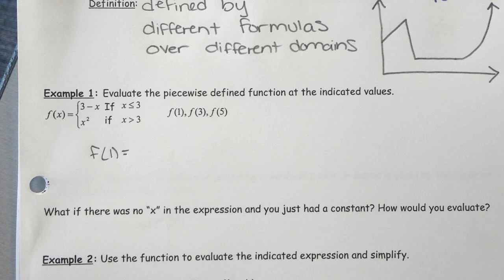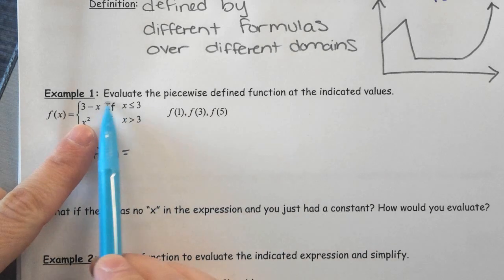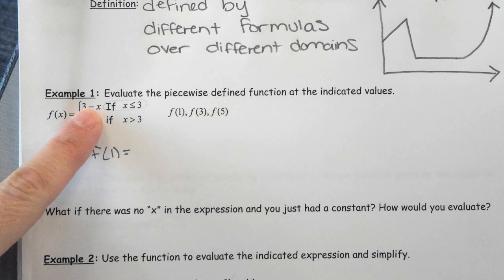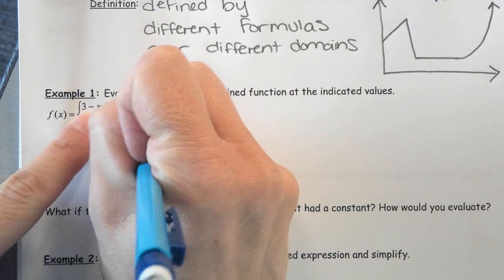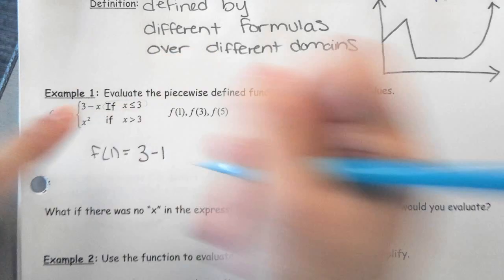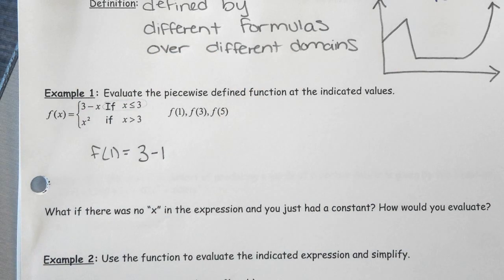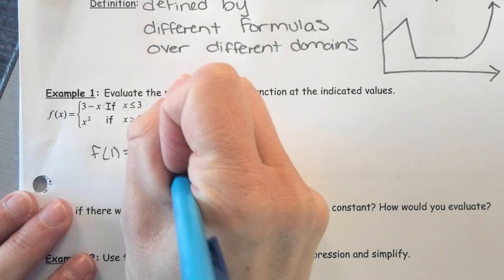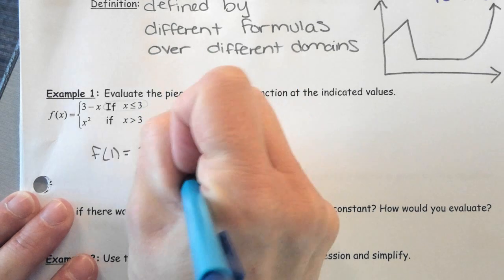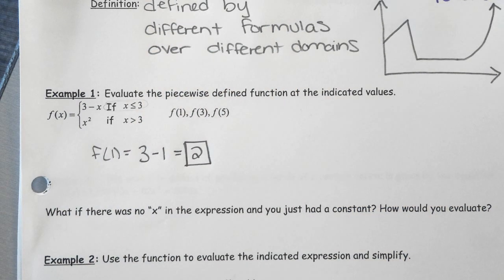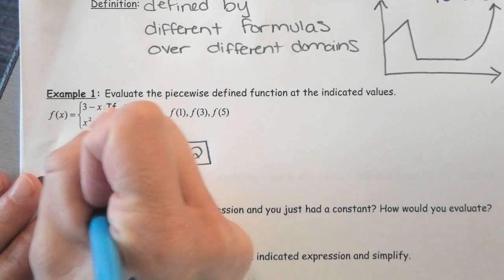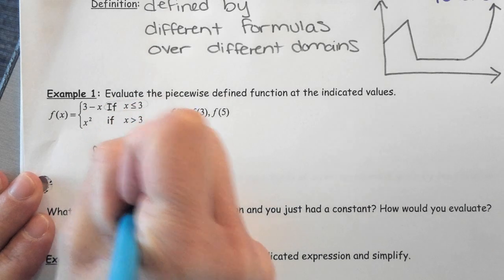We've got to decide which one. Is 1 smaller than or equal to 3? Yes. So that's where I plug it in. It fits here because 1 is smaller than or equal to 3, so this is where I plug the 1 in. So I get 3 minus 1. What is 3 minus 1? 2. So that is my answer. You need to figure out what part to plug it into, and then actually go ahead and plug it in.